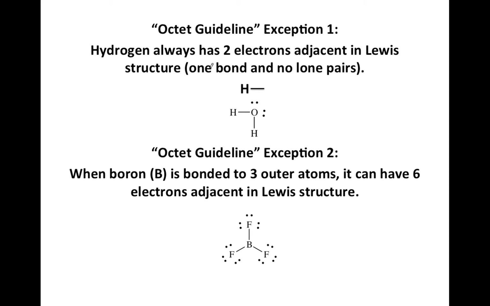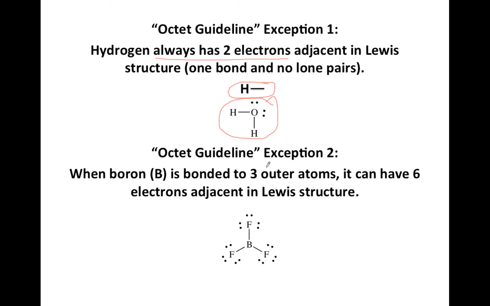The first exception is hydrogen. Hydrogen always has 2 electrons next to it in the Lewis structure. So it'll always look like this, with 1 bond coming off of it and no lone pairs. And you can see it in the classic Lewis structure for water. Each hydrogen just has 1 bond and no lone pairs, so 2 electrons.